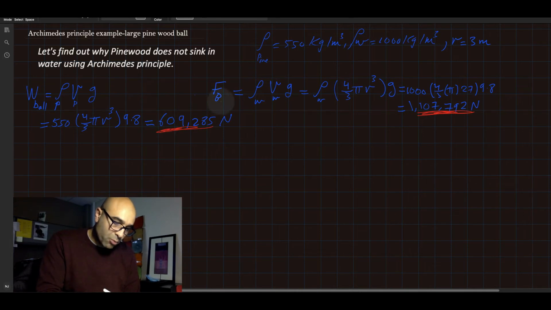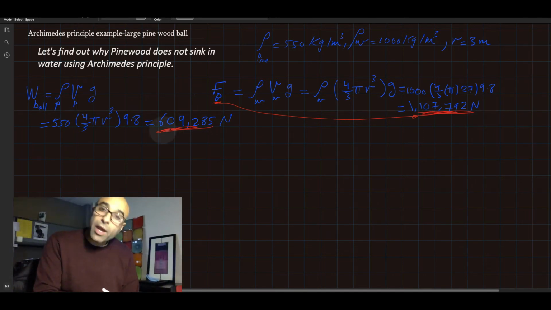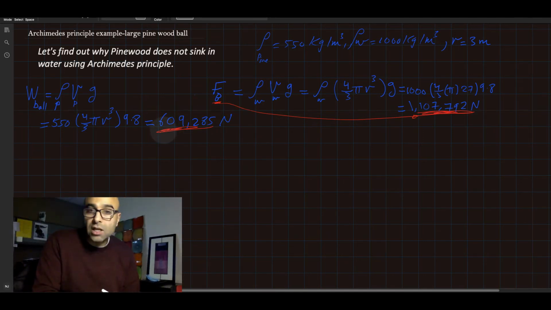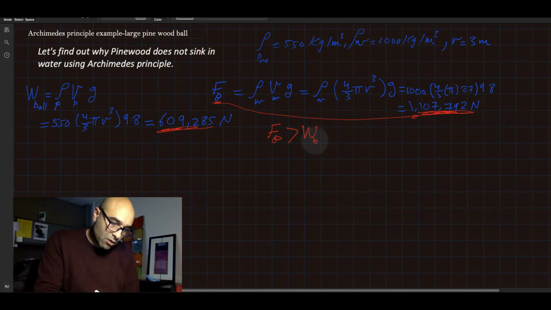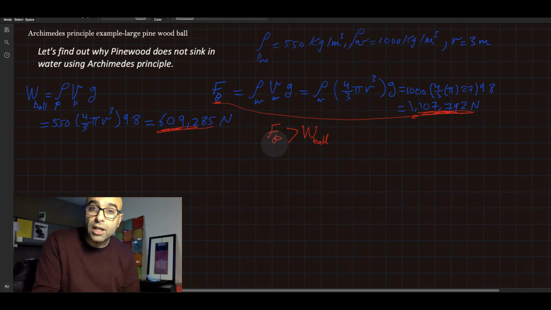Now look at this number we got here, and look at this number we got here. You can see that the buoyant force is 1 million and some change, while the weight of the ball is 600,000 and some change. So as you can see, FB is much bigger than the weight of the ball, and that's why FB wins, and eventually the ball will float.